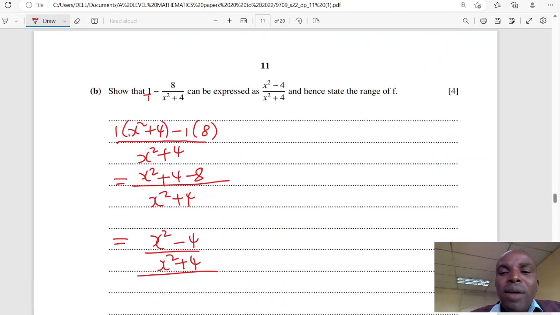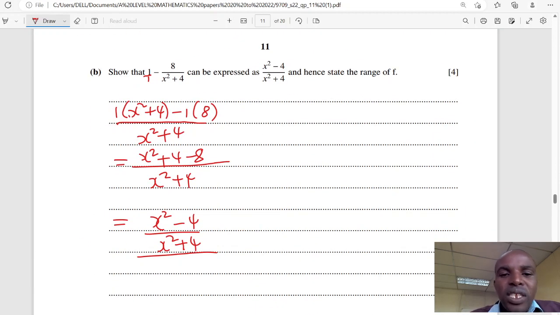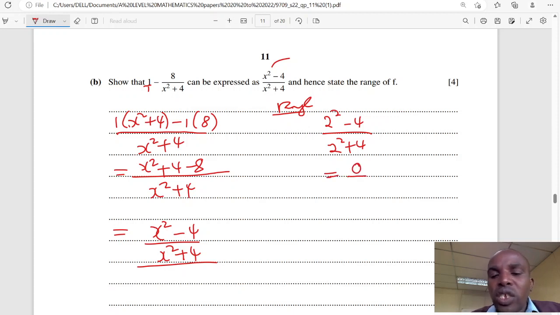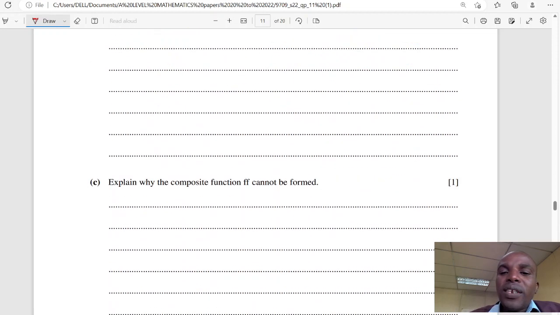So for the range, you put 2 where there is x. So it will be 2 squared minus 4 over 2 squared plus 4. 2 squared minus 4 is 4 minus 4, so the whole thing will be 0 over 8, so it will be 0. So in other words, we're just saying f of x, that is our range. So range is f of x greater than 0. Right? So done. Just like that.